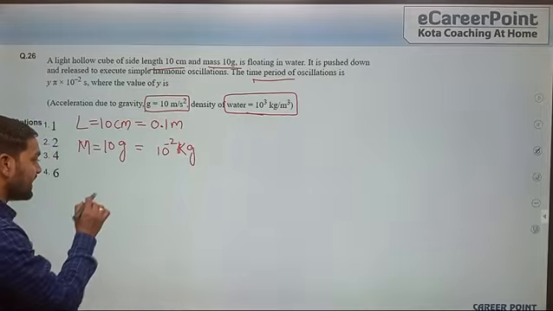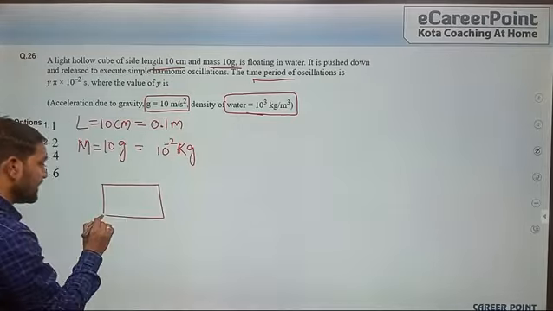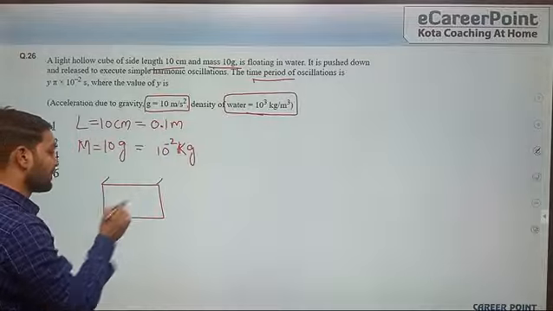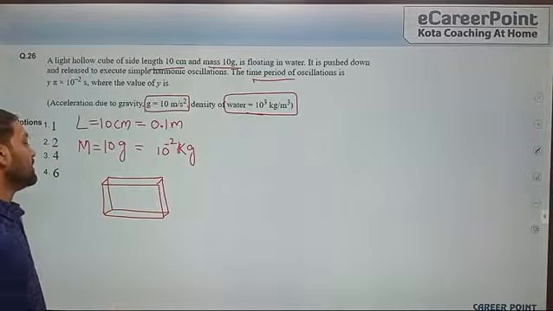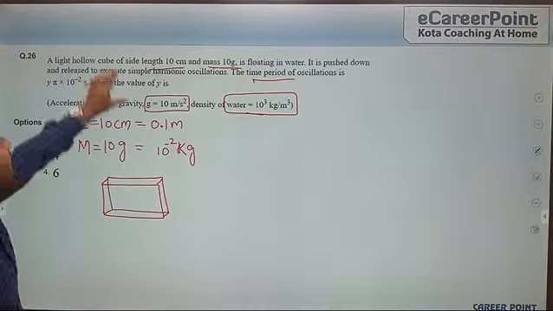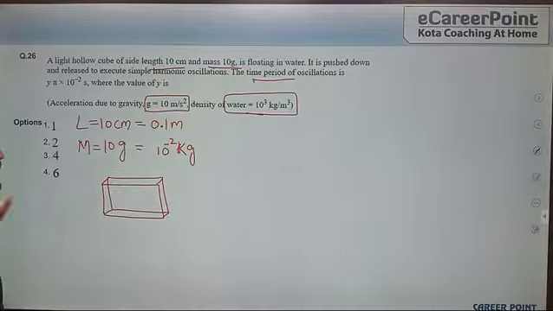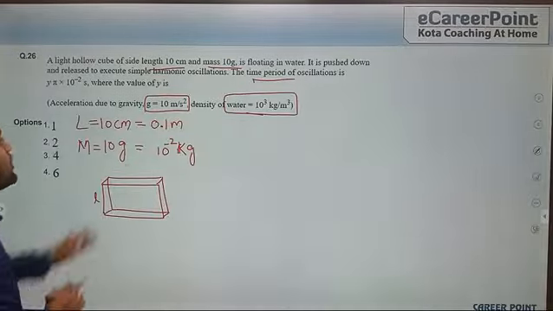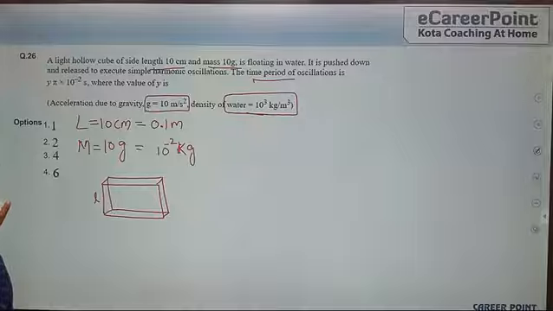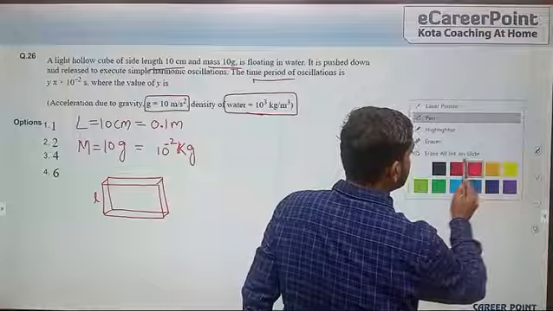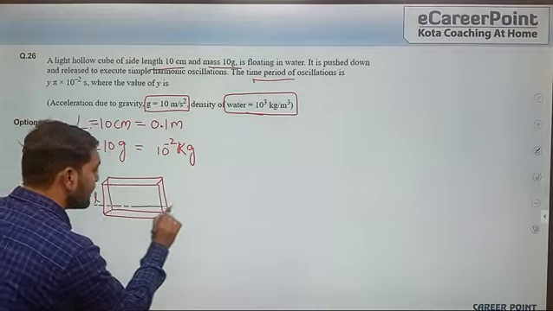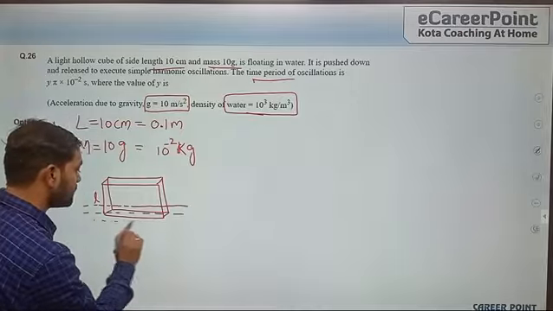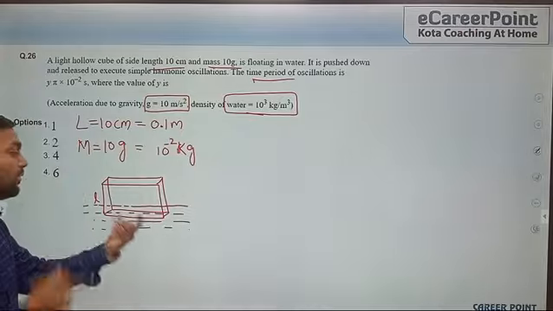Here a hollow cube of side length 10 centimeters and mass 10 grams is there. Let us draw the diagram. This is my hollow cube, with side L, where L is 10 centimeters. And it is floating in water. Let us take the water here.